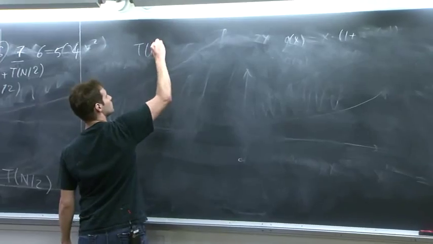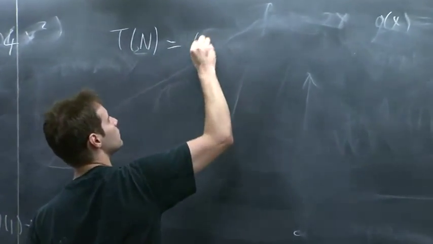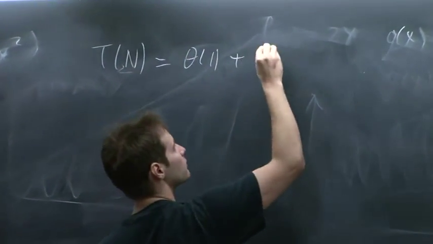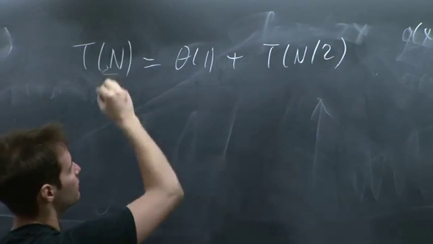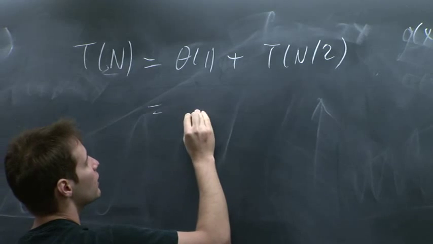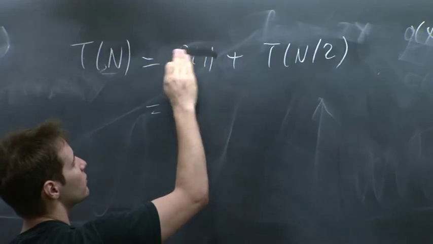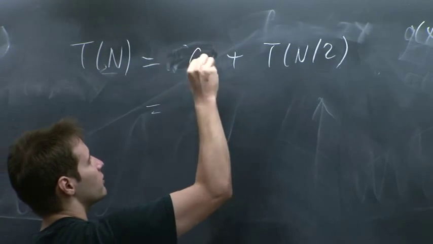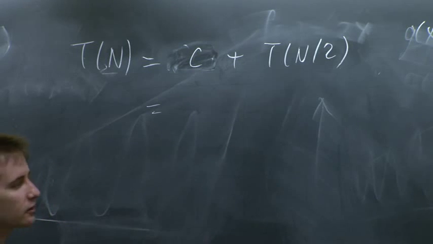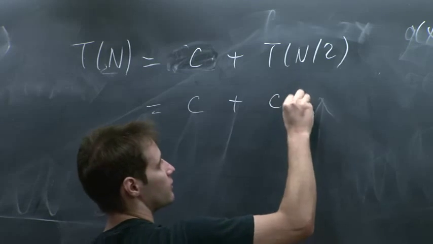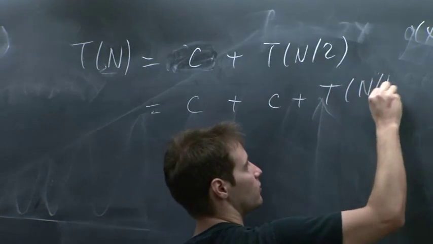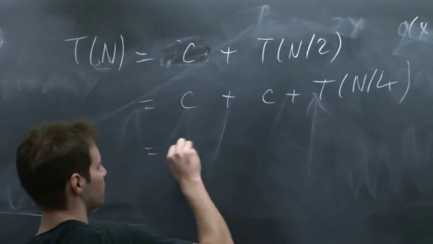So t of n equals theta of 1 plus t of n over 2. I'm going to expand this using the definition. And theta of 1 is long, so I'm going to call this c instead. It's a constant, right? So c plus, expanding this, c plus t of n over 4. I'm going to expand it again.